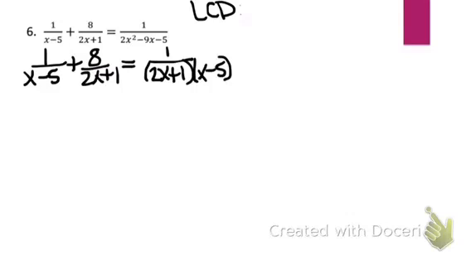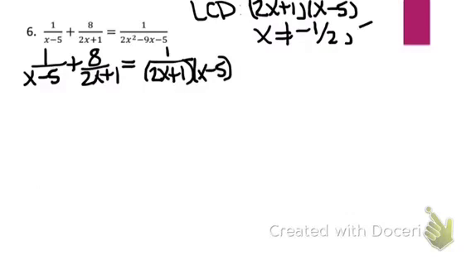Okay? So my LCD is everything they have in common, which is just going to be 2x plus 1 and x minus 5. Where x cannot equal -1/2 and 5. All I did was set those equal to 0.